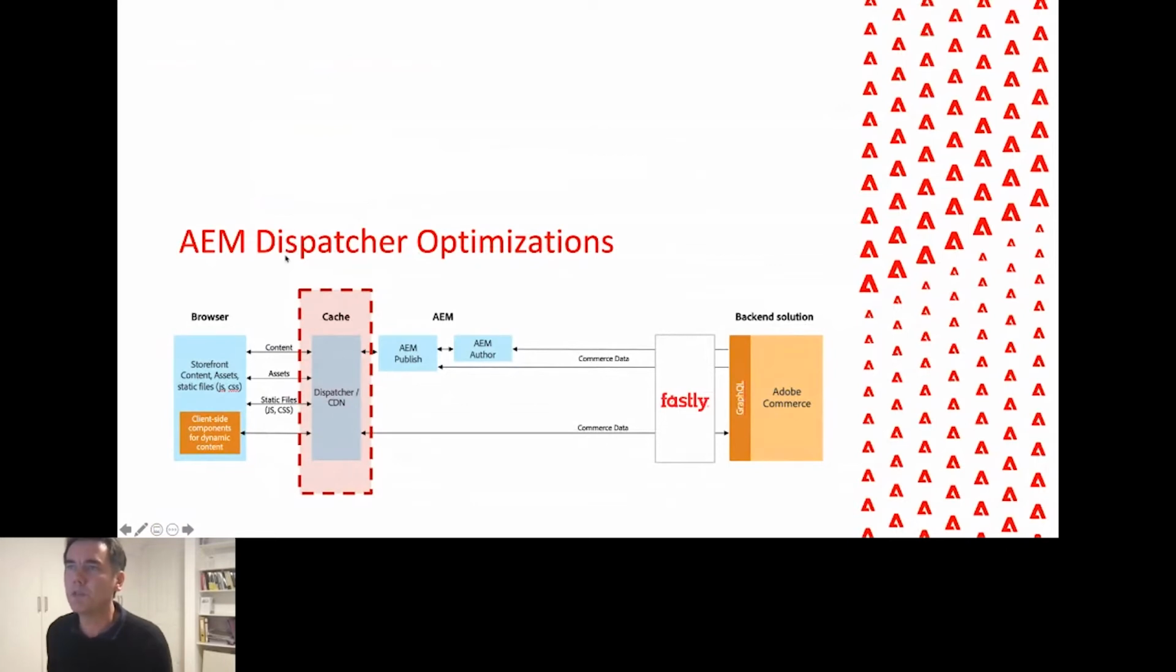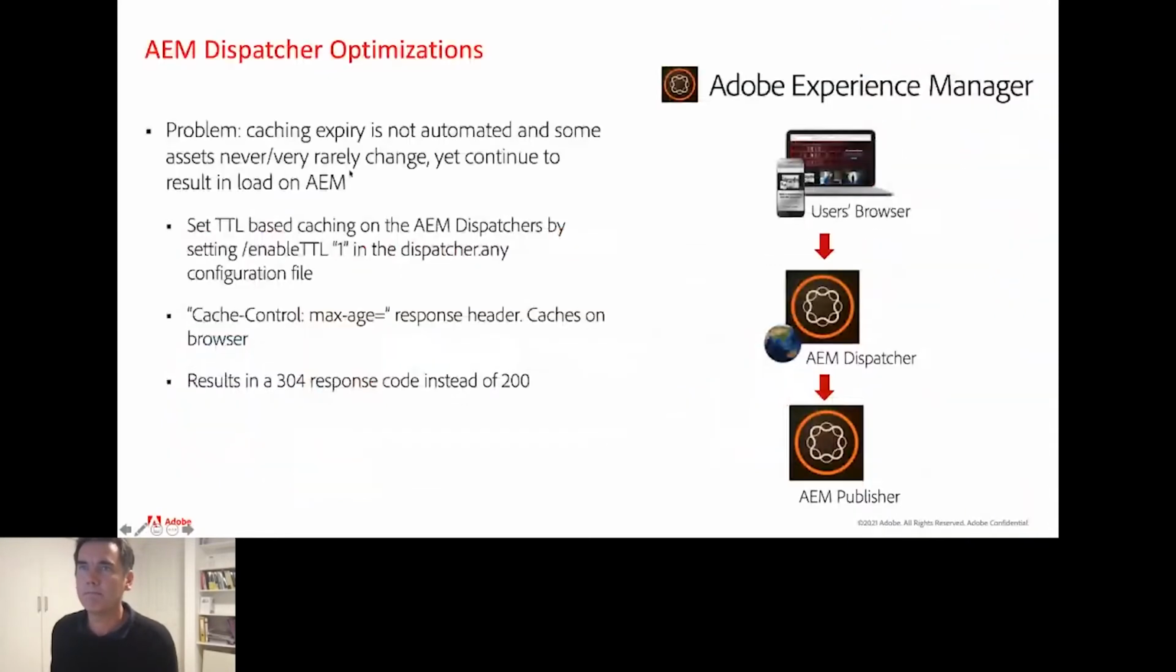So we're now going to go through some AEM Dispatcher optimizations. Problem: caching expiry is not automated, and some assets never or very rarely change, yet continue to result in load on AEM. By default, AEM uses a dispatcher flush agent, which is a manual caching approach. By setting TTL-based caching, it becomes an automated expiry for content.